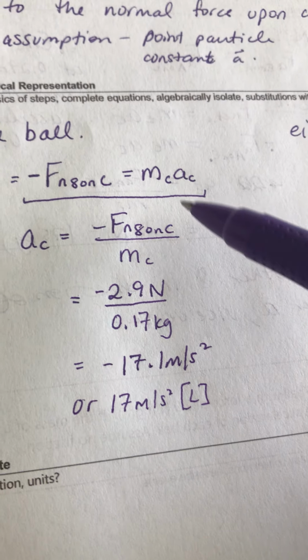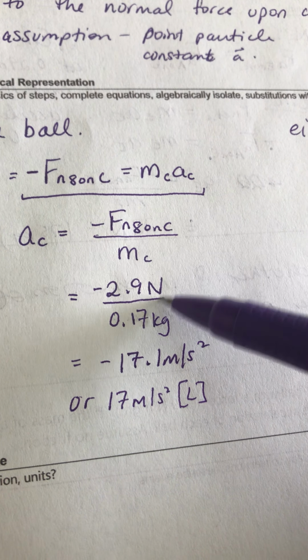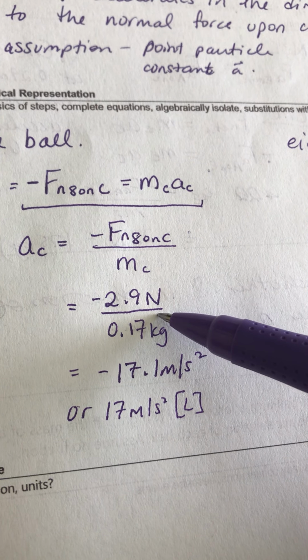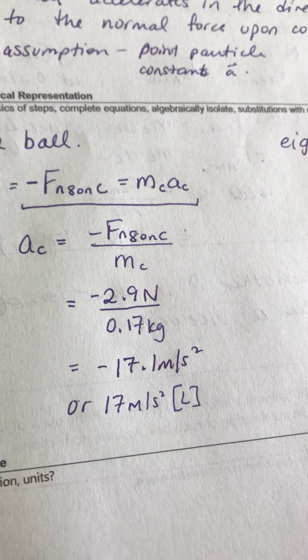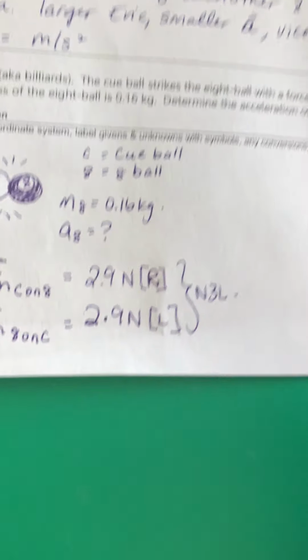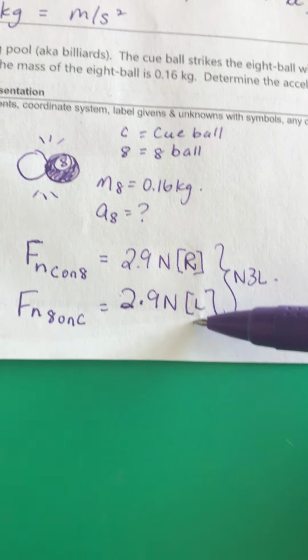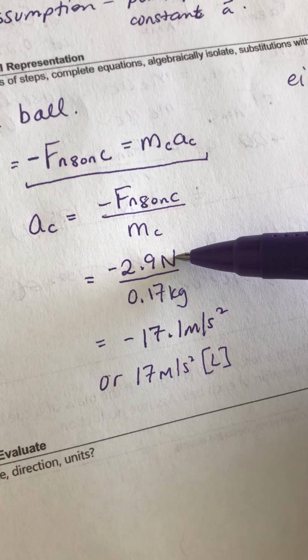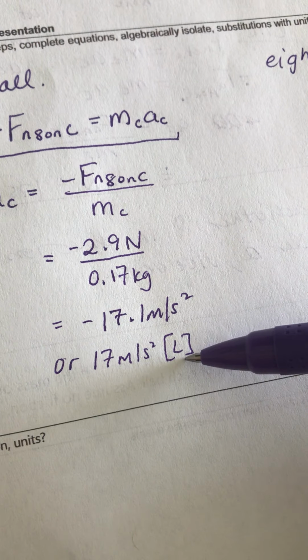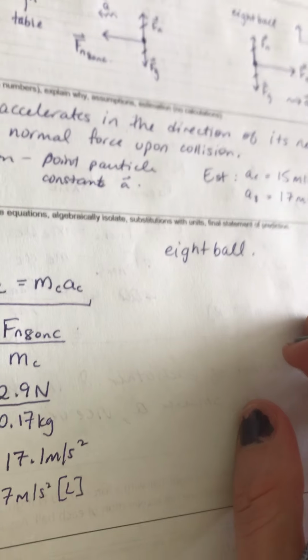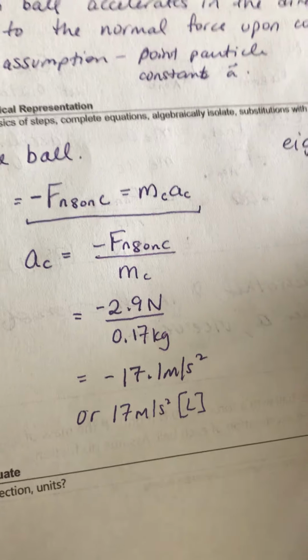So my negative force, 2.9, I'm plugging that in from the given information from before, right? So 8 on C is 2.9 newtons left, so that goes in negative 2.9 newtons divided by the mass, gives me 17 meters per second squared to the left, which is pretty close.